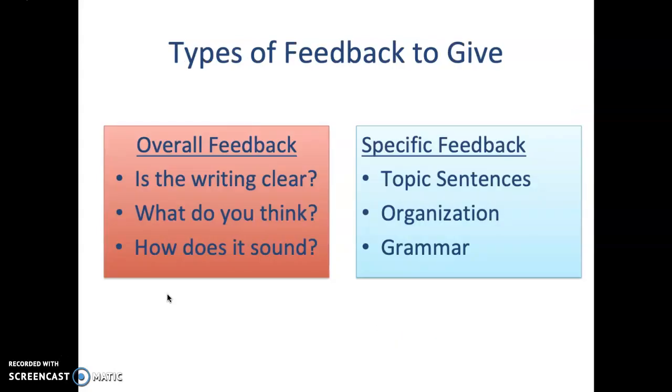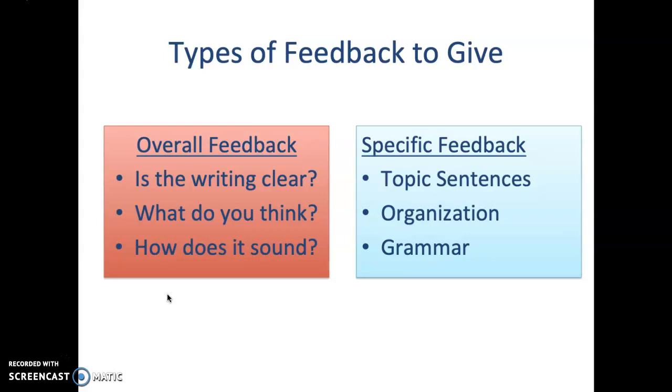The types of feedback to give. There's overall feedback and specific feedback. Overall feedback is: is the writing clear? What do you think? How does it sound? This can be common for early stages of peer review. So if they're beginning to write an essay and they have a sample written, then this would help them kind of revise the bigger picture to make sure they're hitting all of the important points.